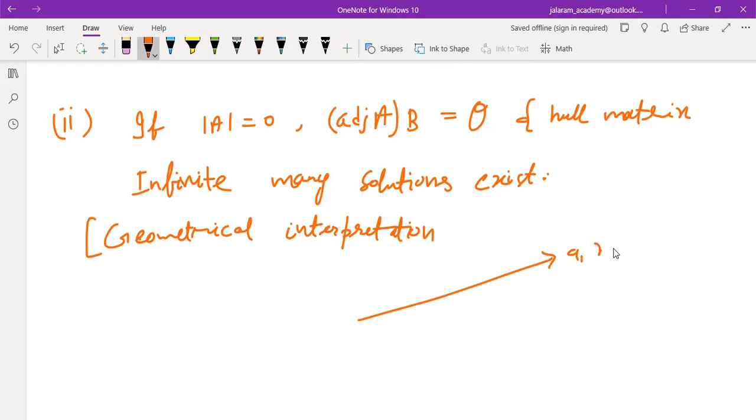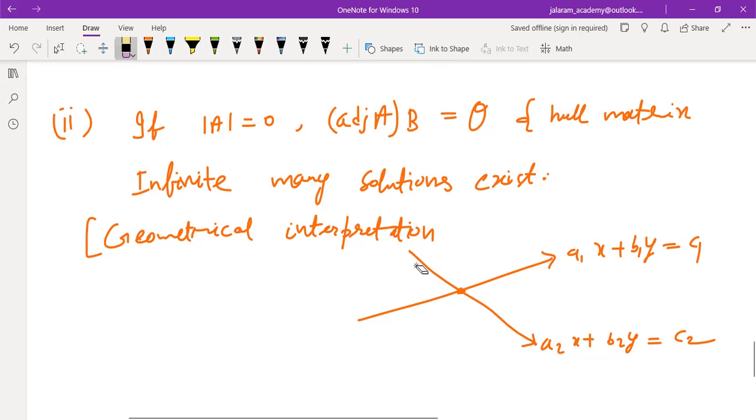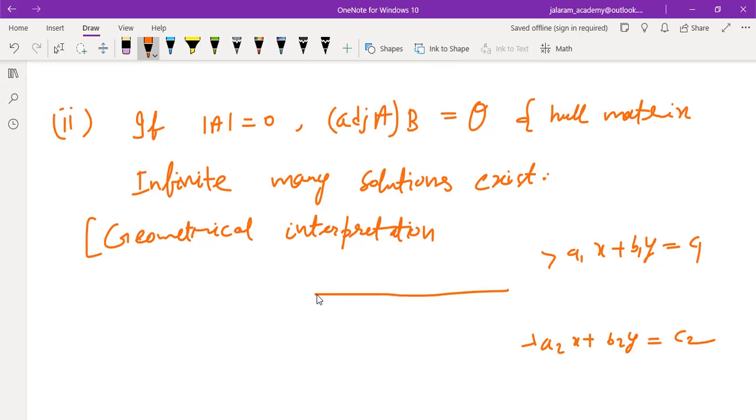If the first line is represented by the first equation a1x plus b1y equals c1, and the second line is represented by the second equation a2x plus b2y equals c2, these are not intersecting lines this time. In the case of intersecting lines, they have a unique solution, but in the case of infinitely many solutions, these lines must be coinciding, meaning one lies over the other. L1 and L2 are the same line.